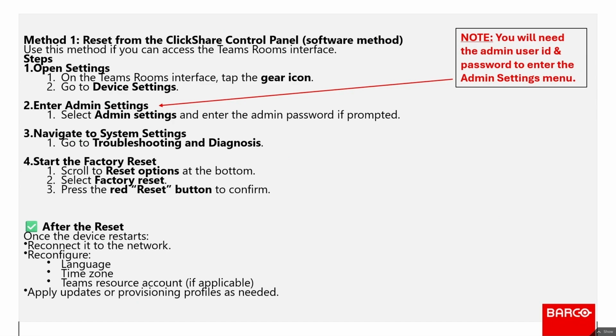You'll notice that on the touch panel, the screen is going to have a white spinning circle once you've successfully begun that process. So after you reset the device and it restarts, you're going to want to reconnect it to the network. You're going to reconfigure the language, the time zone, and the Teams resource account if applicable. Then you're going to apply any updates or provisioning profiles as necessary.